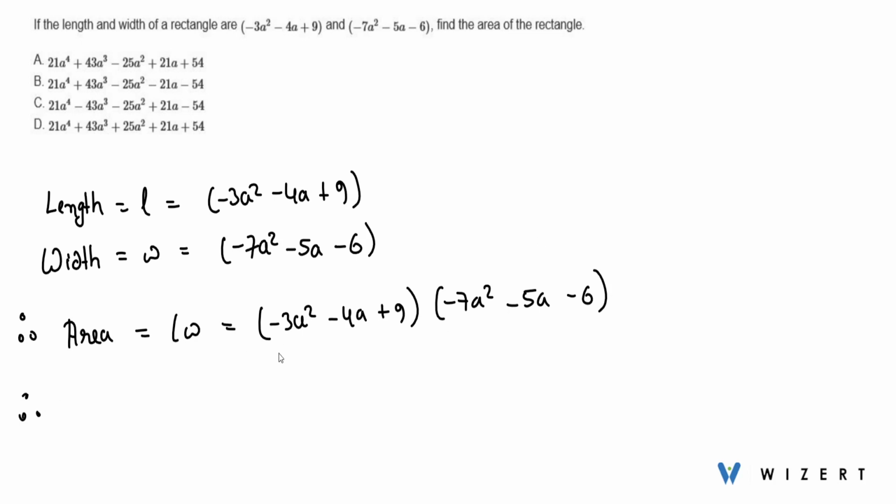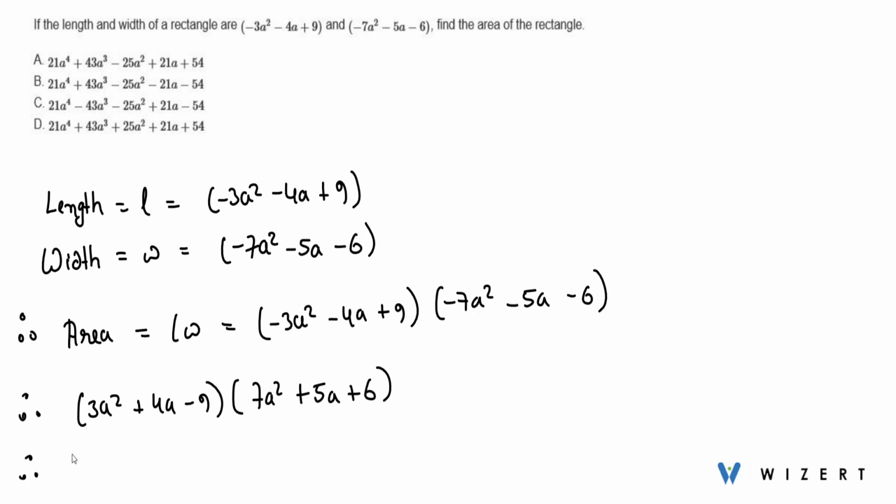So what we can do is take minus 1 common from both of these braces. If we take minus 1 common from the first, it will become 3a square plus 4a minus 9, and if we take minus 1 common from the second pair of brackets, it will become 7a square plus 5a plus 6. Now we have taken minus 1 common from both, so minus 1 multiplied by minus 1 will become plus 1, so no need to mention it here.